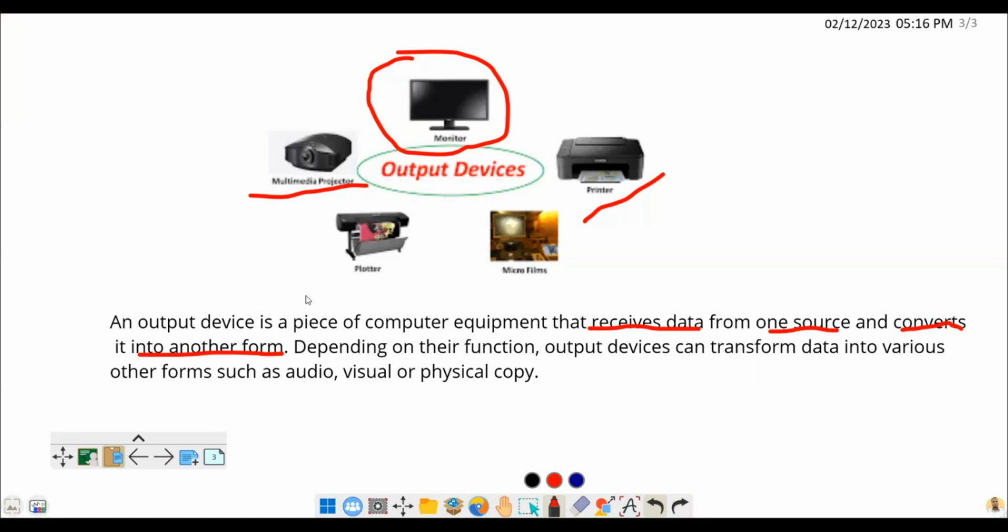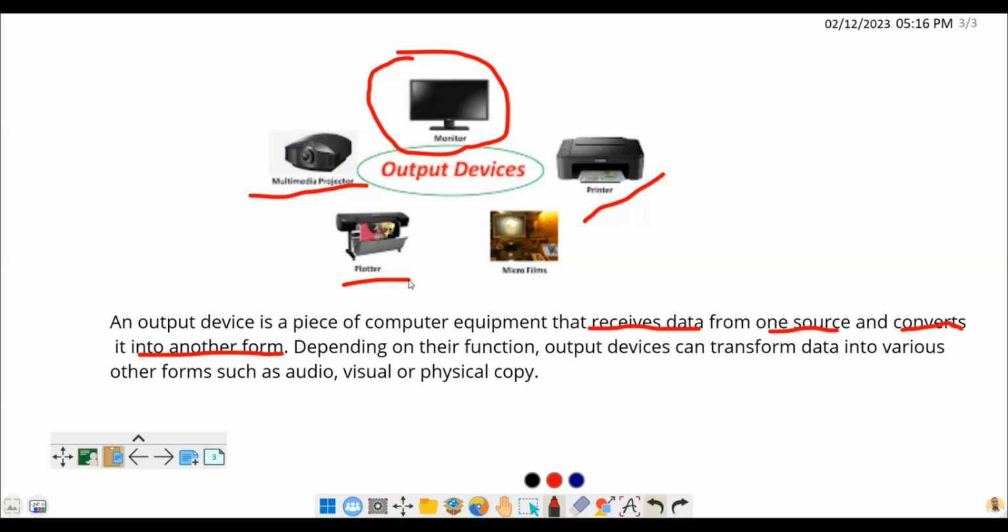Then we have the plotters. The plotter, of course, is also an output device that can print graphics, architectural designs, and engineering plans. This is done by engineers, those who are dealing with construction, and when they want to come up with certain graphical designs, engineering plans, and large designs.